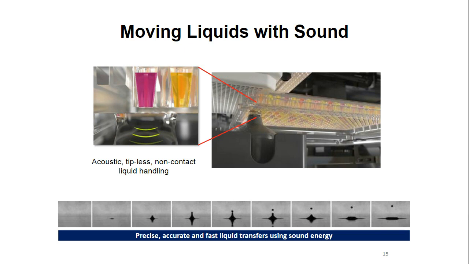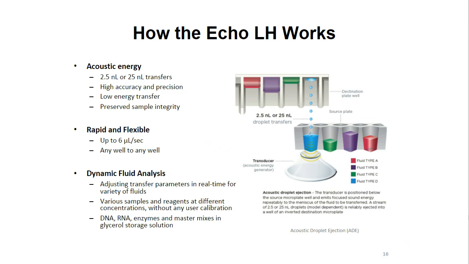How the Echo liquid handling works. It works based on acoustic energy, as you have seen just before, with droplets of 2.5 nanoliters for the Echo 650 or 25 nanoliters for the Echo 525. It has a high accuracy and precision, a very low energy transfer, and it preserves the sample integrity. It is rapid, up to 6 microliters per second for the Echo 525 and up to 1 microliter per second for the Echo 650. And it can do any well to any well.